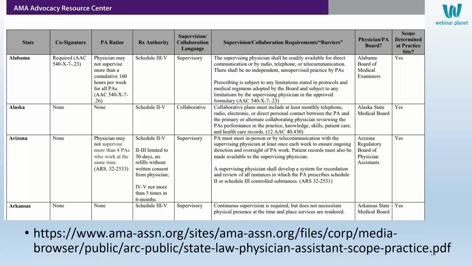So giving those pieces of information, you can see in Alaska, now Alaska certainly has some rural aspects to it. Collaborative plans must include at least monthly telephone, radio, electronic, or direct personal contact between the PA and primary physician reviewing the PA's performance in the practice. So regularly scheduled meetings, if you will. That is one of the rules if you're in Alaska.